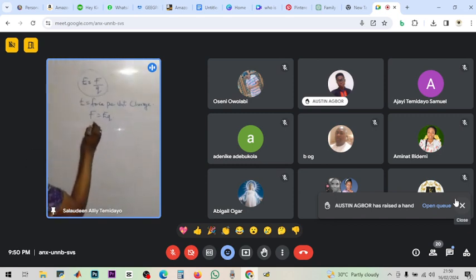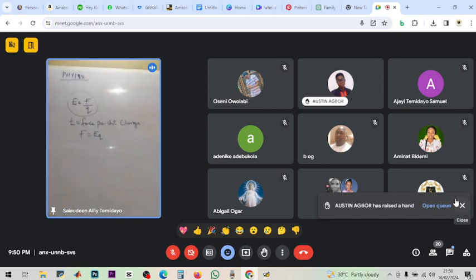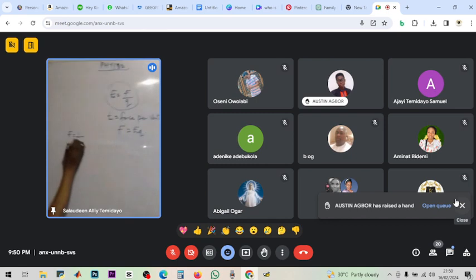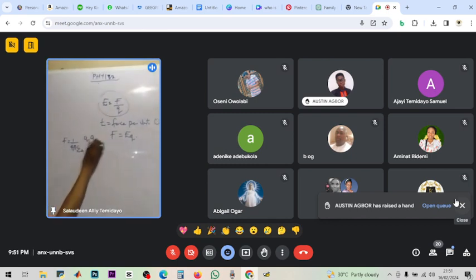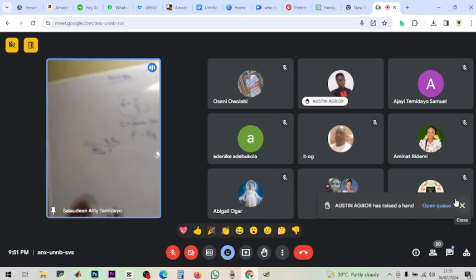So what is F? Don't forget F in Coulomb's law. F equals 1 over 4 pi epsilon naught Q1 Q2 over R squared. Now say that Q1 and Q2 are exactly the same. So it will be Q1 times Q1. That is Q squared. Please, if you do not understand, quickly signify.